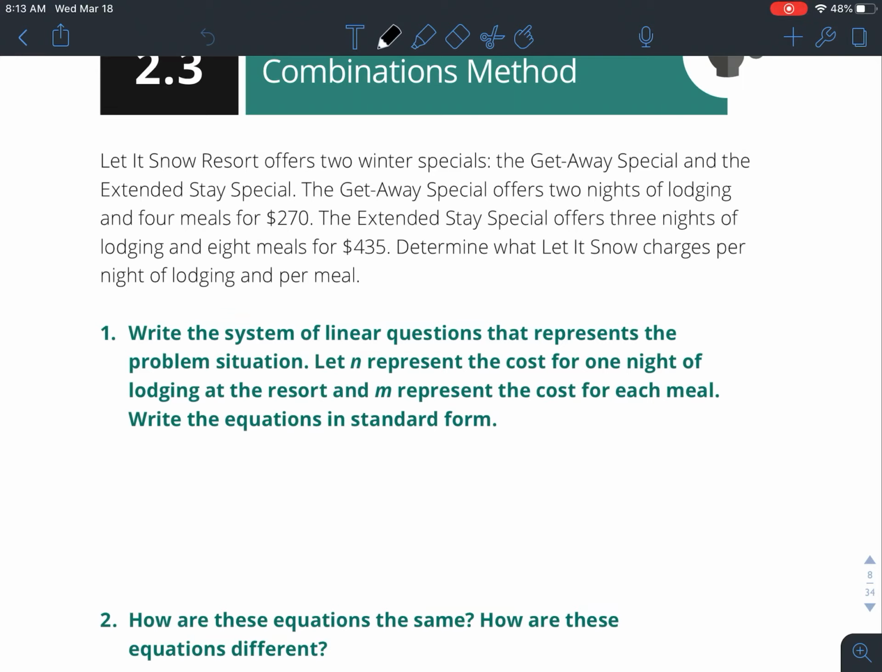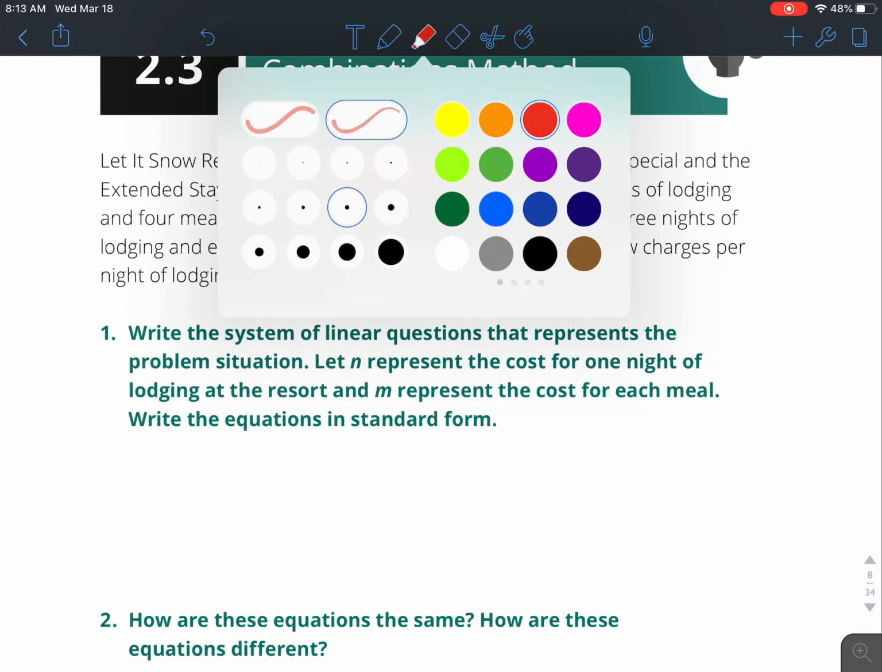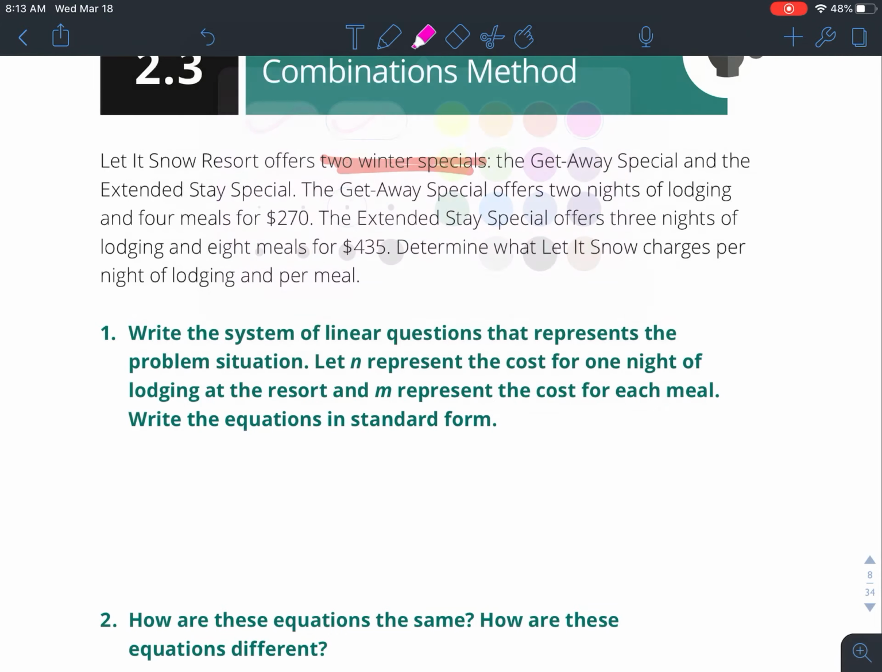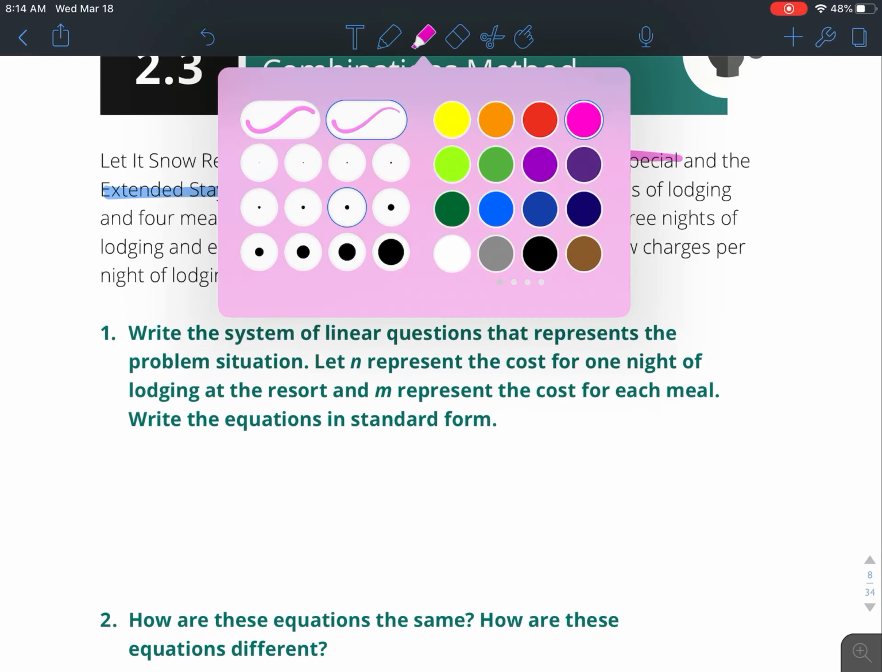So looking at this first part here, it says Let It Snow Report offers 2 winter specials. So I'm going to highlight here 2 winter specials so we know that there's 2. The Getaway Special, which I'm going to highlight in pink, and then the Extended Stay Special, which will be in blue. This will help us understand which one's which.